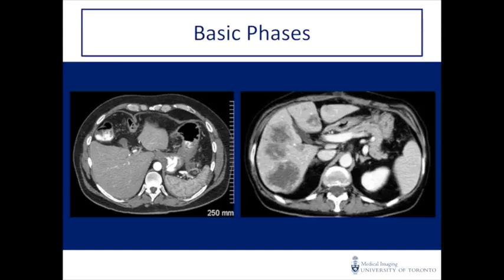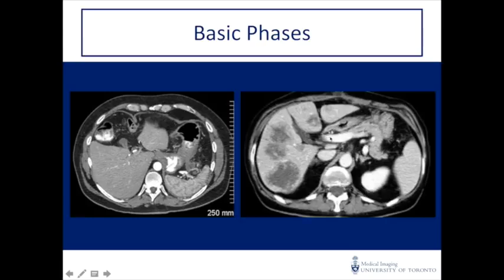The spleen is seen on the image over here on the left, and you can see that it has a very heterogeneous appearance. This happens normally in the arterial phase because of the different types of pulp in the spleen. So don't be alarmed when you see a spleen looking like this on an arterial phase. It's normal.